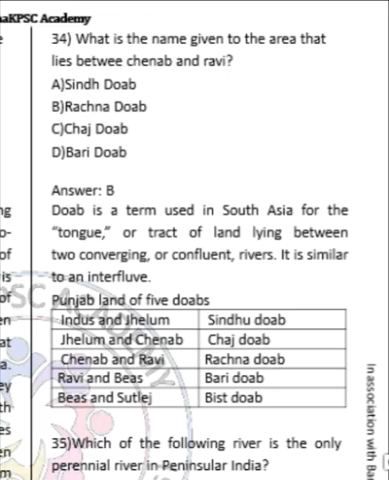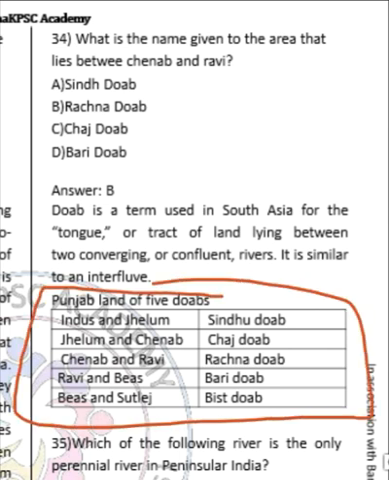Question number 34, it is asking what is the name given to the area between Chenab and Ravi. So you know that the land between two rivers is called a Doab. So Punjab is the land of such 5 Doabs. And the question is asking the Doab between Chenab and Ravi. So it is Rachna Doab. Correct answer is option B, Rachna Doab. So you can remember these names of Punjab.